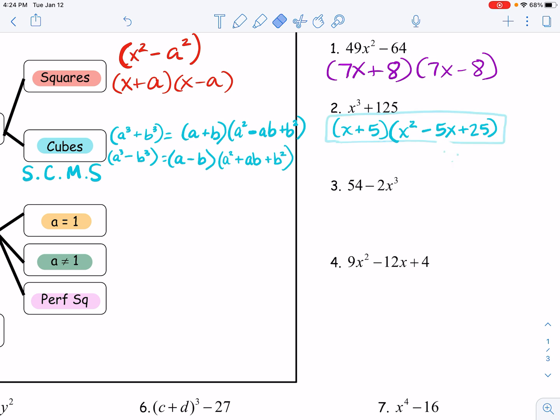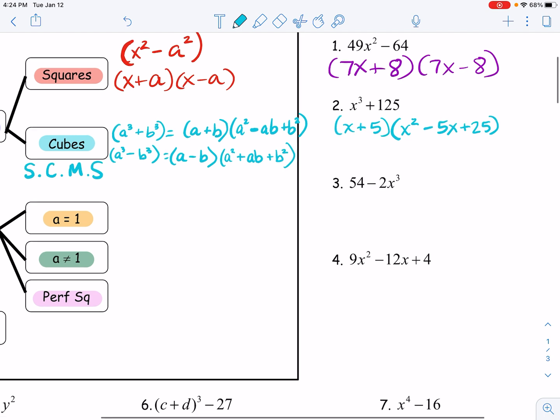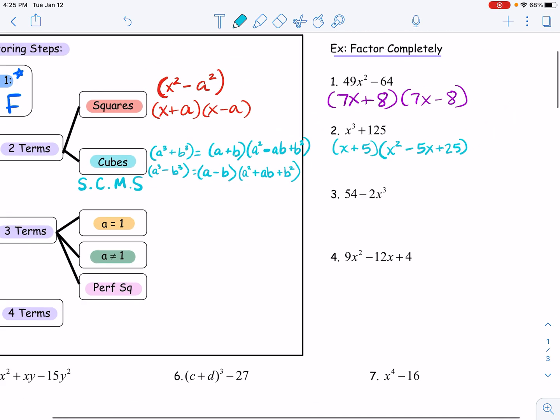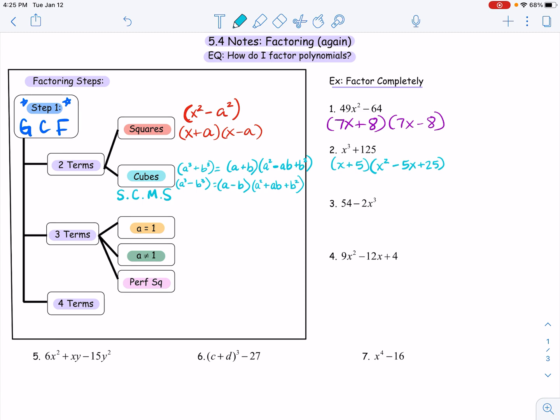That's it. It's a little different, a little strange, but as long as you remember that acronym of SCUMS or SKIMS, however you want to call it: taking the cubic root, keeping the sign first, and then SCUMMing the binomial. So squaring that first term, changing the sign, multiplying the two terms together, and squaring the last. You are going to get so much practice on this. So that's something new in our factoring.